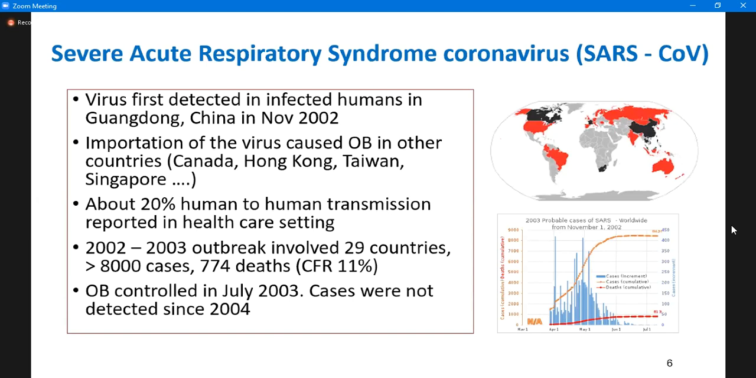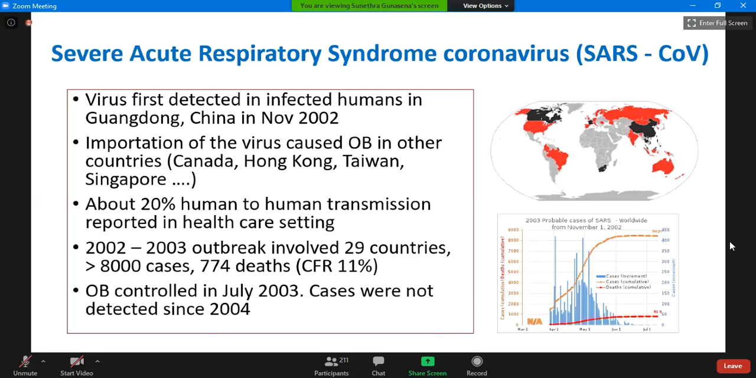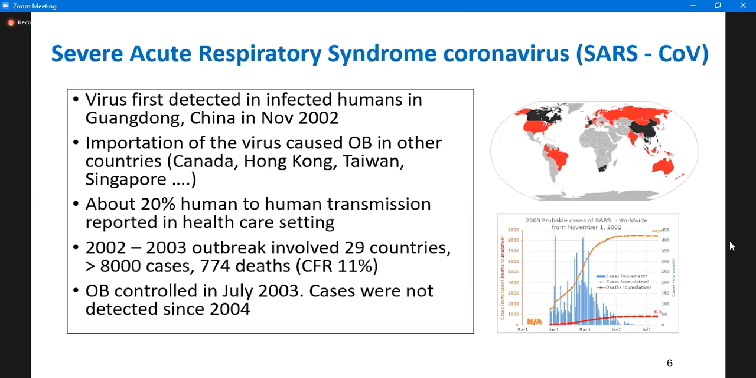About 20% of the human-to-human transmission occurred within healthcare settings. This outbreak lasted from 2002 to 2003. During the outbreak, it affected 29 countries, with more than 8,000 cases and more than 700 deaths. The case fatality rate was 11%. The outbreak was controlled in July 2003, and there have been no SARS cases detected since 2004.